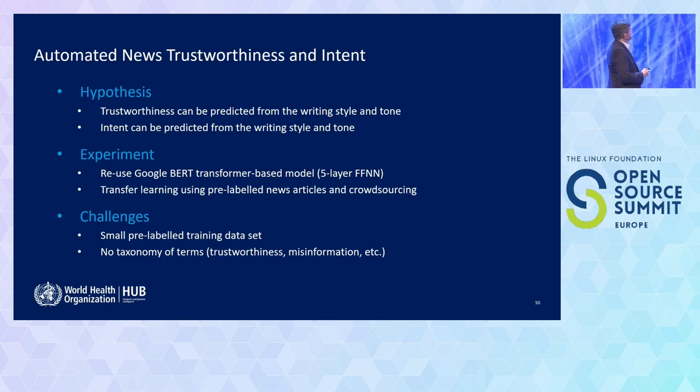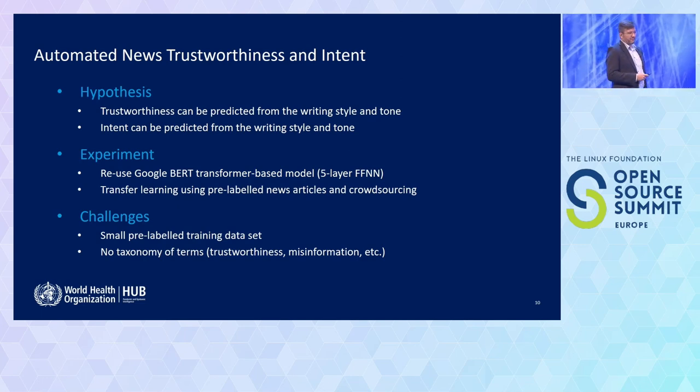Basically, the experiment was simply to reuse the Google BERT transformer-based model. We selected five layers, a five-layer feed-forward neural network for those who know something about it. Of course, we applied transfer learning. We had some pre-labeled news openly available in some GitHub repositories. We also tried crowdsourcing and failed, because we were not able to pre-label enough data for BERT, for this transformer, for our use case. Our pre-labeled training data set was not good enough.